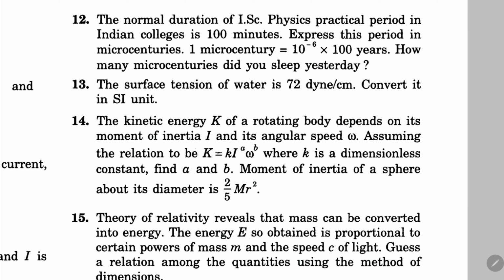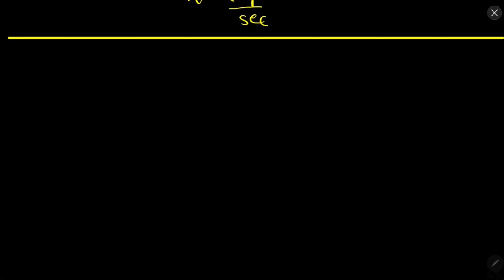In question number 12, it is given that the normal duration of an ISC physics practical period, that is the practical period of the physics class in Indian colleges, is 100 minutes. So you have to express this in micro centuries. Okay, so this is quite interesting. 1 micro century is 10 to the power minus 6 into 100 years, because century is 100 years, and micro is 10 to the power minus 6.